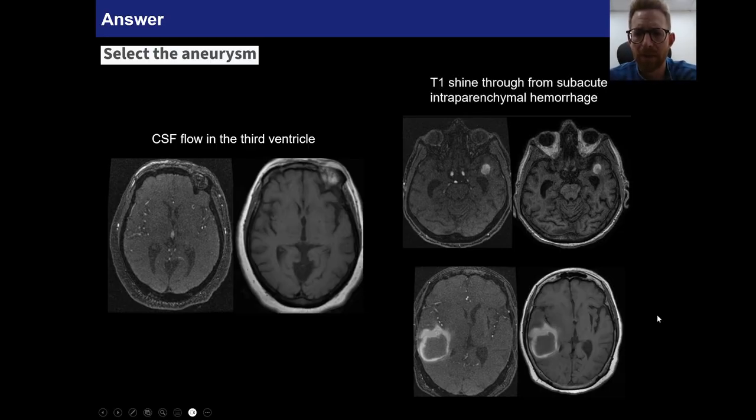All right, so these are examples of intraparenchymal hemorrhage, and you can get T1 shine through from this because the methemoglobin in the subacute stage of hemorrhage can shorten T1. And so this one is particularly scary. I would think, oh man, is that an aneurysm?